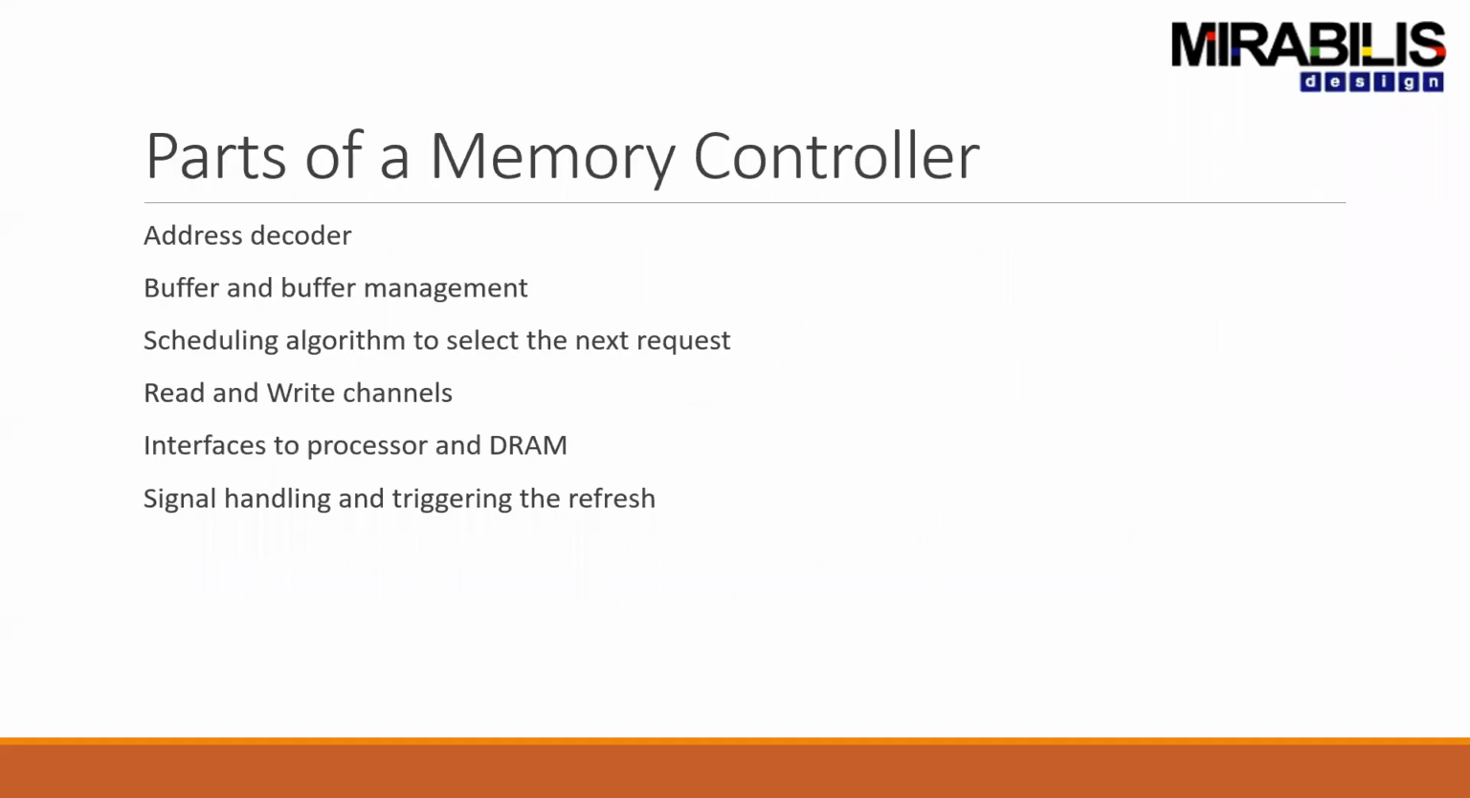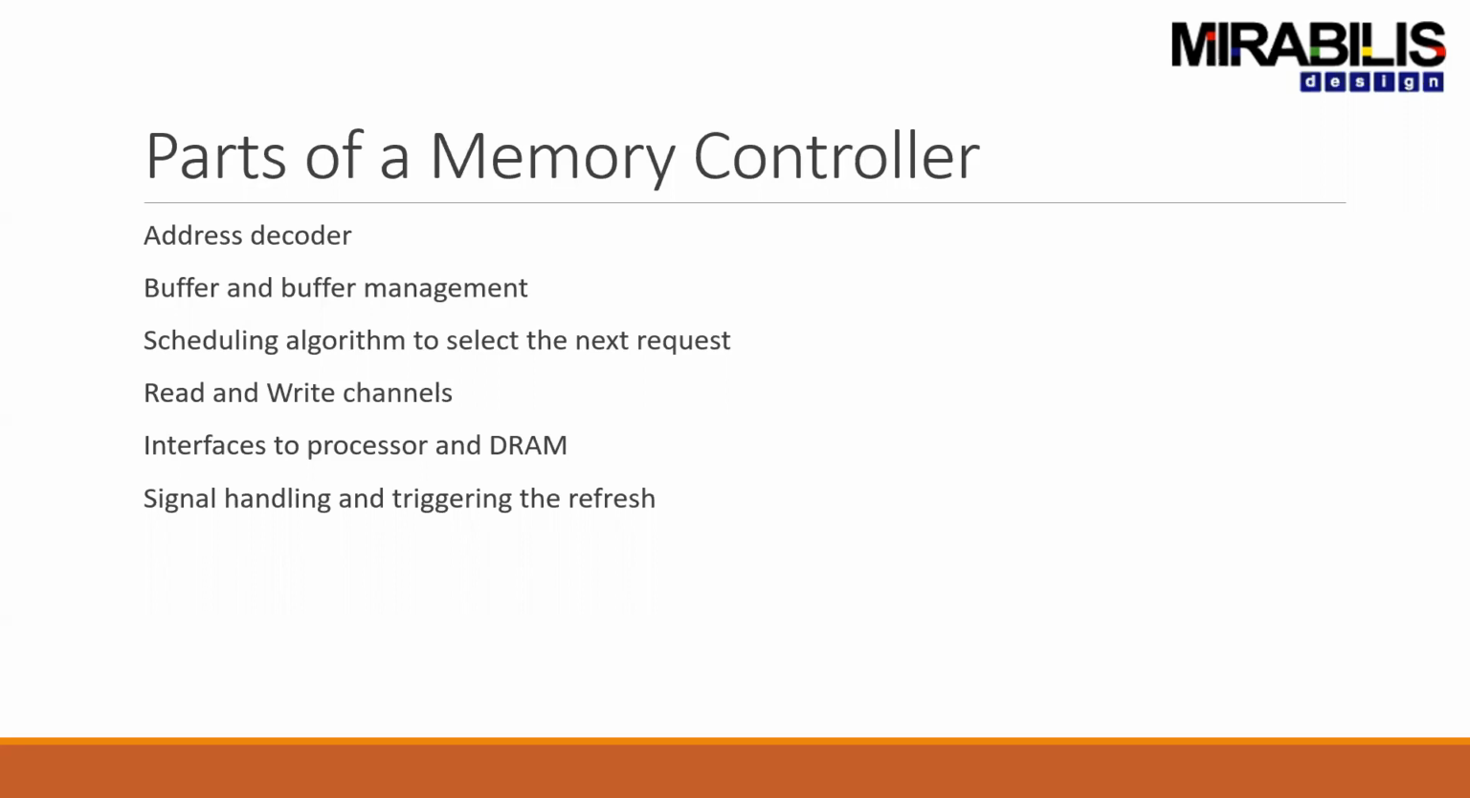Now, what are the typical parts of a memory controller? You have an address decoder, a buffer. This is probably the biggest part of the design, with buffer management and very complex scheduling algorithms. It can be as simple as first come, first served with priority, to something like deficit round robin with intelligence for multiple reads before a write.